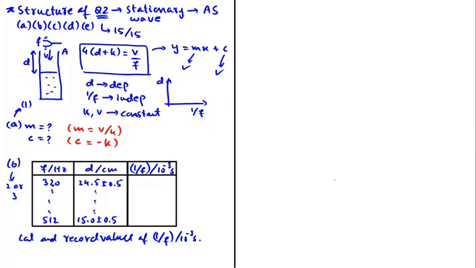Now, for f equal 320, 1 over f is equal to 3.13 times 10 to the minus 3. And for the last value of f equal 512, the value of 1 over f is 1.95 times 10 to the minus 3. Students, writing column heading earns us 1 mark, and calculating all 6 values correctly and then stating them to appropriate number of significant figures also earns us 1 mark.